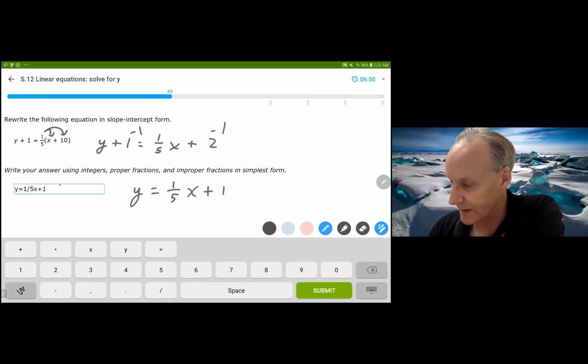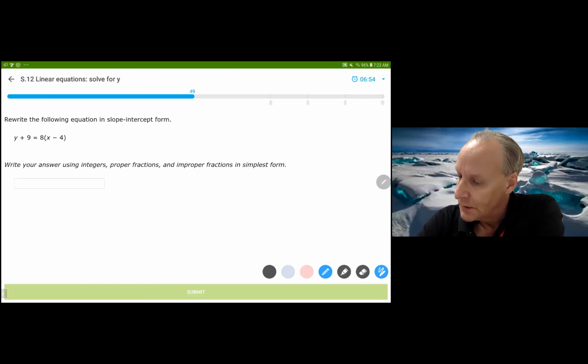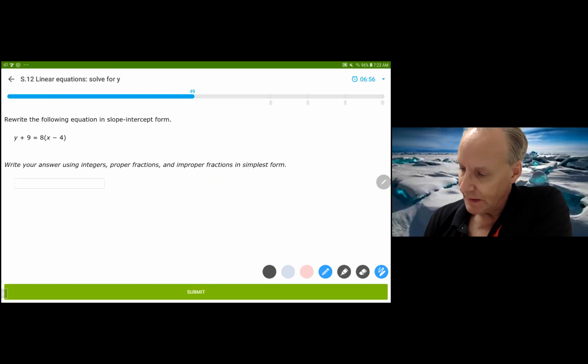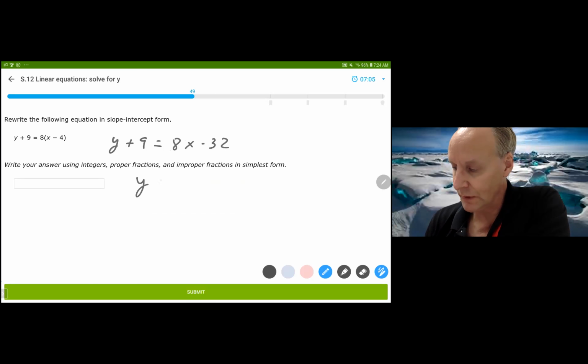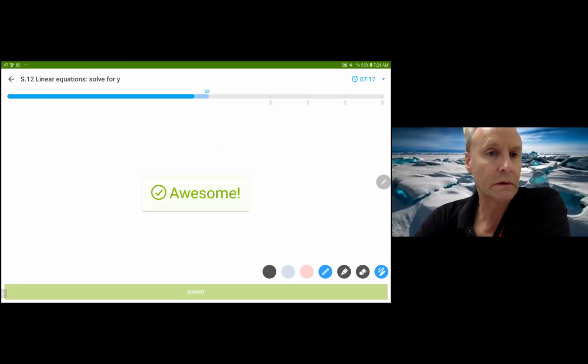And in this case, you don't have to spread out your addition, but you can. It's not wrong. All right, we distribute the 8. y plus 9 is equal to 8x minus 32. And we're going to subtract 9 from both sides and get y is equal to 8x minus 41. Looks like we're done. Need to put the space. You will forget, I promise. I've done it so many times.